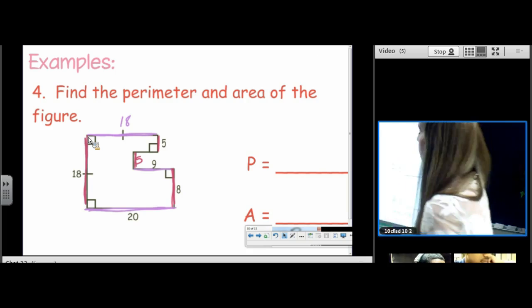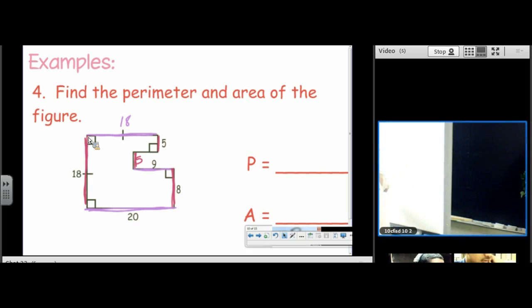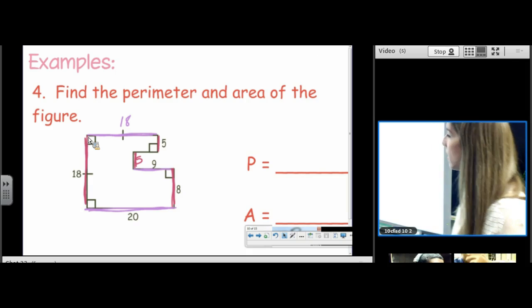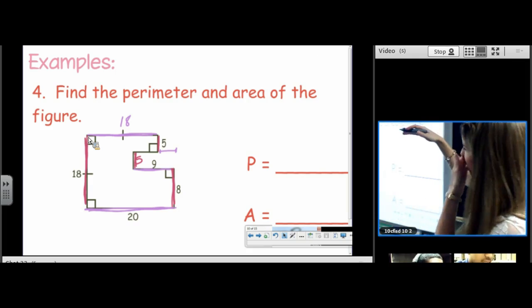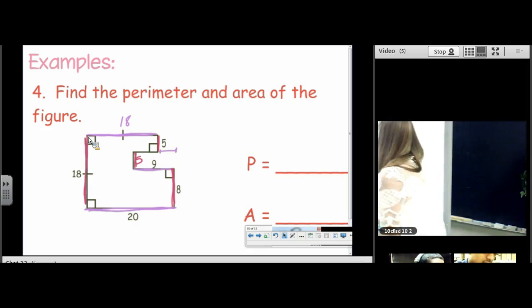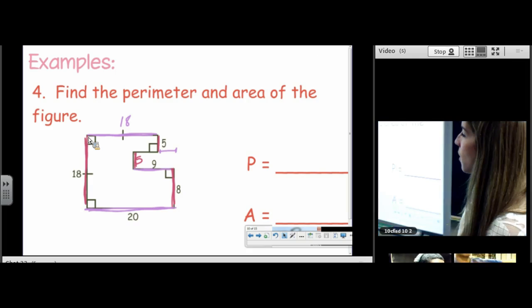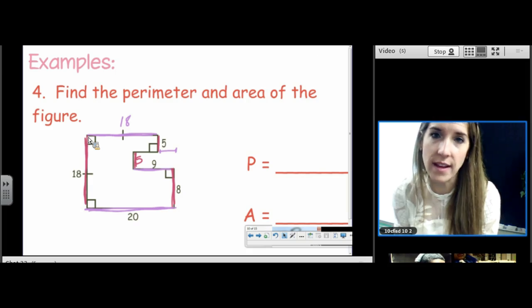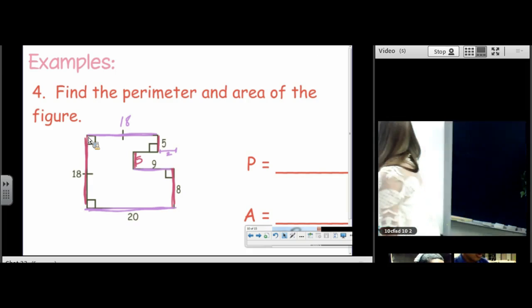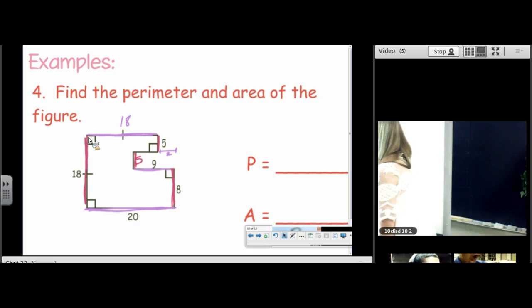What I would do is I would look at this overhang right here. How far is it from there to there? Well, we've got 20 minus 18. Do you see where the 20 goes and where the 18 goes? That means this is 2. Well, if that is 2, then I can do 9 minus 2 to find that missing side that I needed. 9 minus 2 is 7. And now I know all of the sides of my figure.